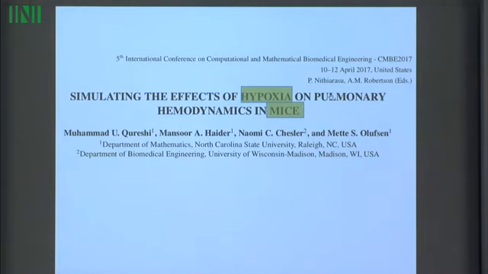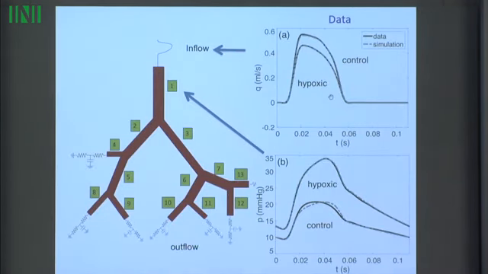And this is a collaboration with a group of quantitative physiologists and mathematical modelers in Mette Olufsen's group at North Carolina State University. They've got data from hypoxic mice. So we have flow data at the inflow boundary condition, so that's what gets into the main pulmonary artery, and they get measurements of the pressure at position 1, that is the main pulmonary artery.